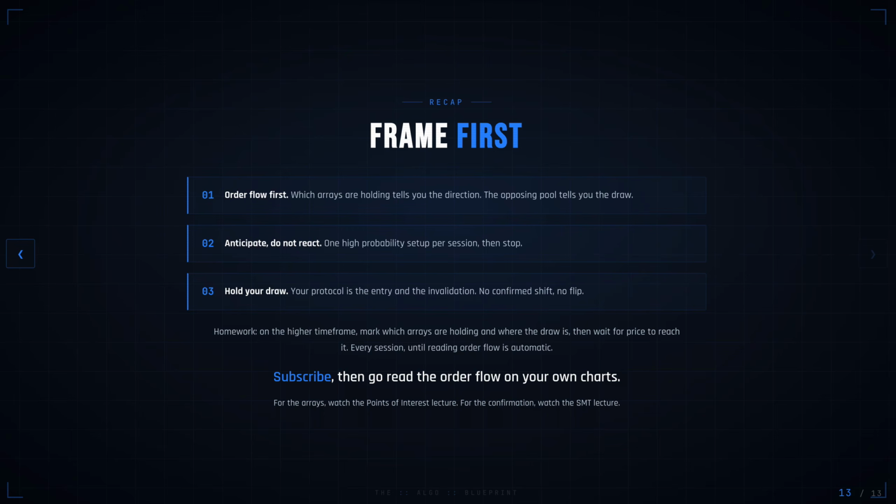Easy. Homework. On the higher time frame, mark which arrays are holding and where the draw is. Wait for the price to reach it every session until reading order flow is automatic. You can also do this by yourself, and then you can look, okay, how did it play out? What did I think and how did it play out? Every time you make a screenshot, you put your thoughts next to it, and once you have them, after the session, you'll get all your answers because the session is printed. So you can look for, okay, what did I do and how did it react?